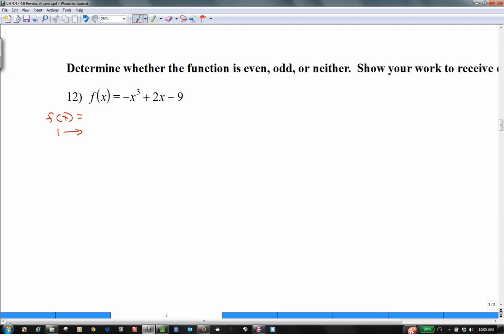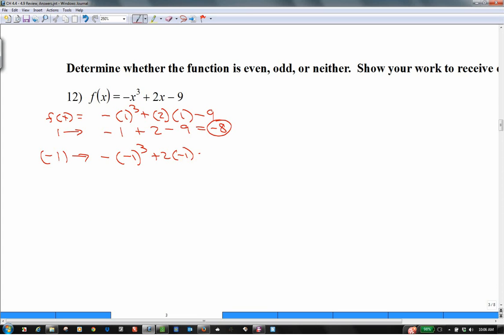That's going to be a negative times 1 cubed plus 2 times 1 minus 9. So I am going to get a negative 1 plus 2 minus 9. That would be a negative 1 plus 2 is 1 minus 9. I get a negative 8. All right, let's now put a negative 1 into the equation. And I would get 1 times a negative 1 cubed plus 2 times a negative 1 minus 9.